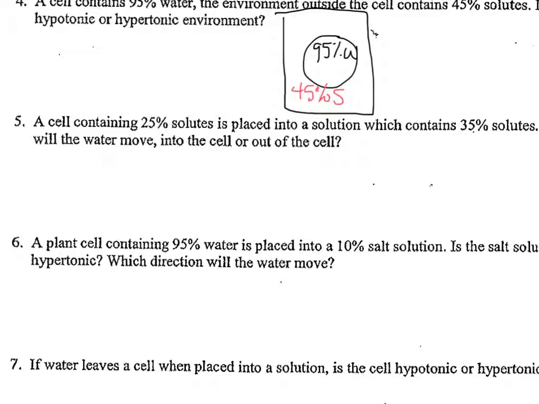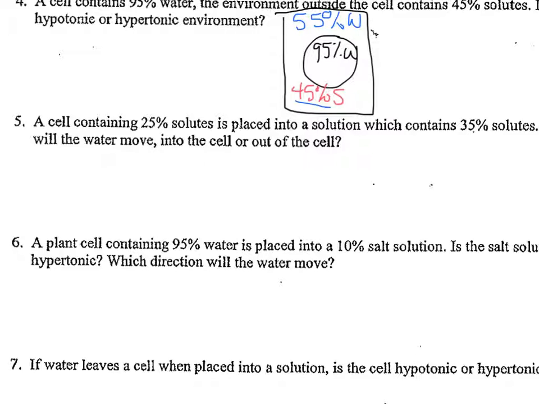Okay, so once again, we're looking at the outside part. This problem is the first one we've seen where the solute and the water concentrations have been given, and we need to figure out the solute and the water concentration for the other component. So let's take a look. If we have 45% solute, then our water concentration has to equal 100 total. So 100 minus 45 would be 55, if I'm correct here, equals water.